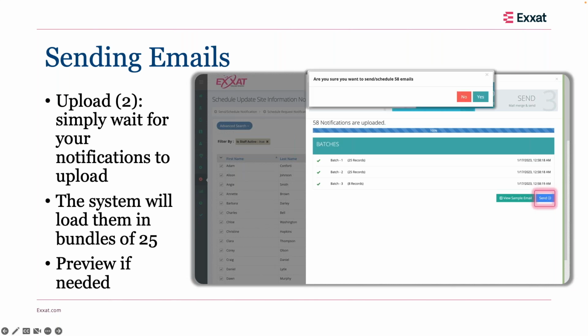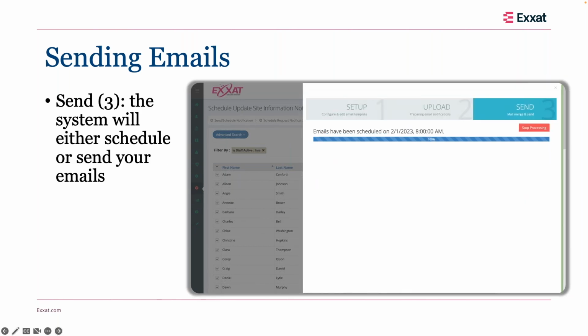Once you click send, the system will ask, are you sure you want to send or schedule X number of emails? If you've left that schedule notification blank, it is going to send. If you selected a date, it will schedule. That's why it has both verbiages there. Once you say yes, it'll load you into step 3, which is the sending of it. So it's going to either schedule or send.